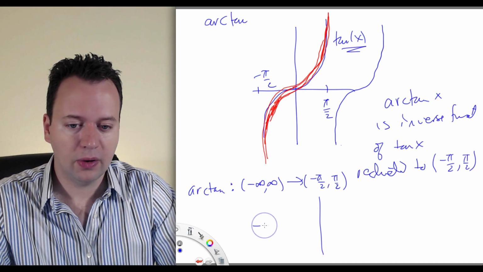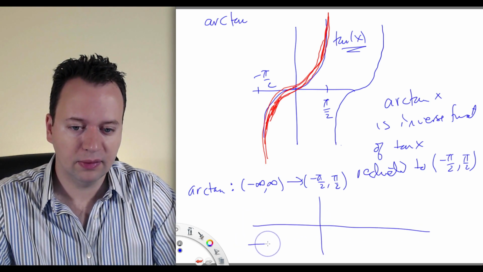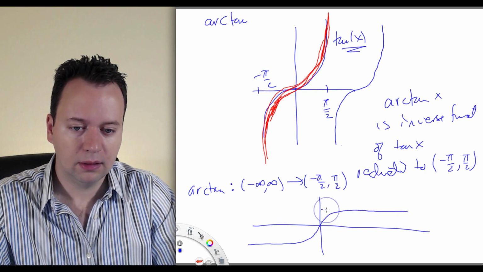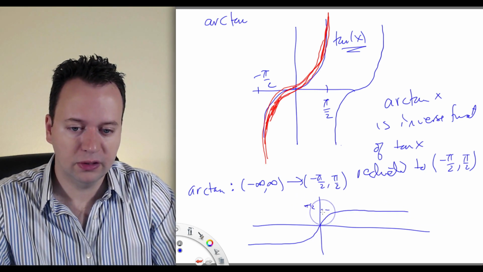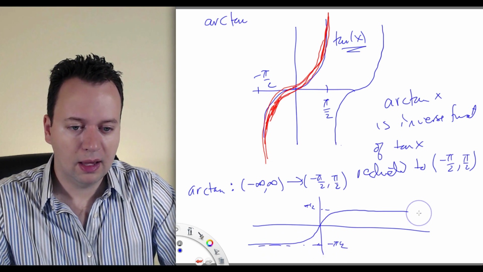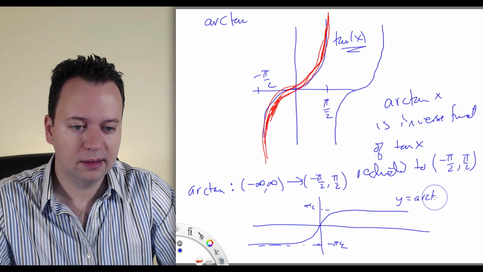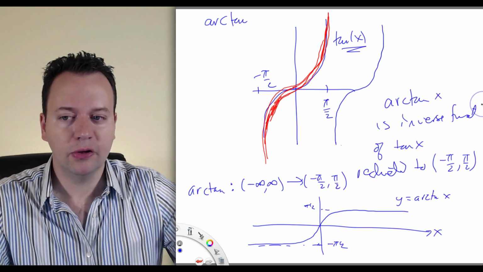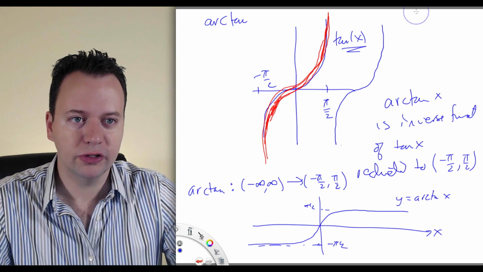So if we want to graph arctan of x, we get something like this. It's +pi/2, and then down here we have -pi/2. And this is what y equals arctan of x looks like, just like that. So those are the basic trig functions with no modifications.